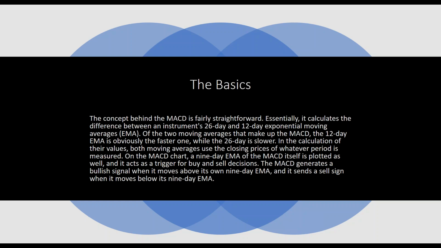Now, when you have a 12-day moving average, it obviously moves faster or reacts faster to the market than a 26-day moving average. So if we had these two lines on a chart, the 12-day would be more responsive to prices, where the 26-day would be slower, giving you a more overall trend movement. In the calculation of their values, both moving averages use the closing price of whatever period is being measured.